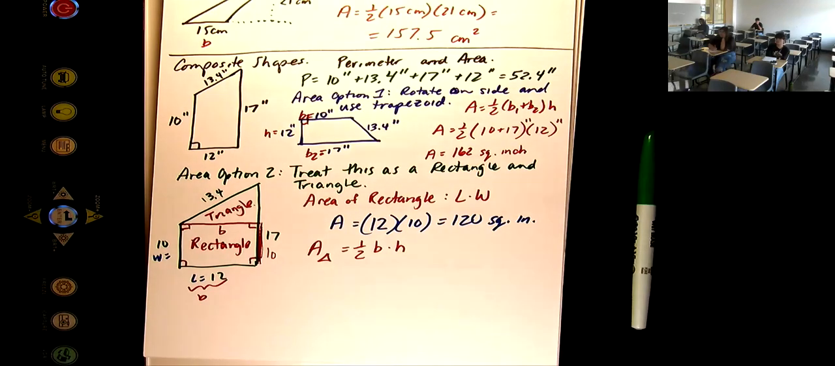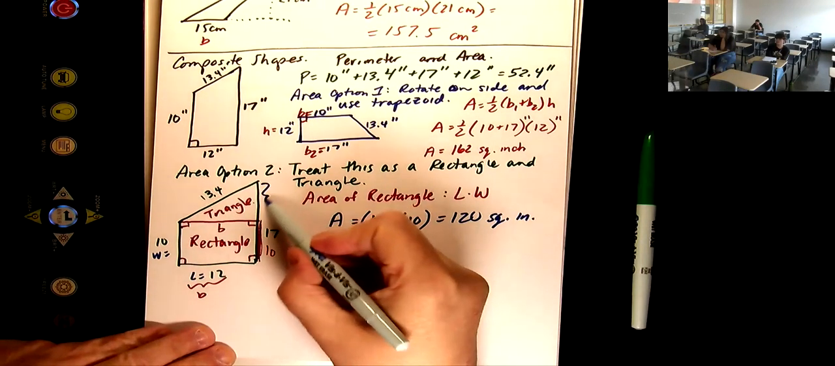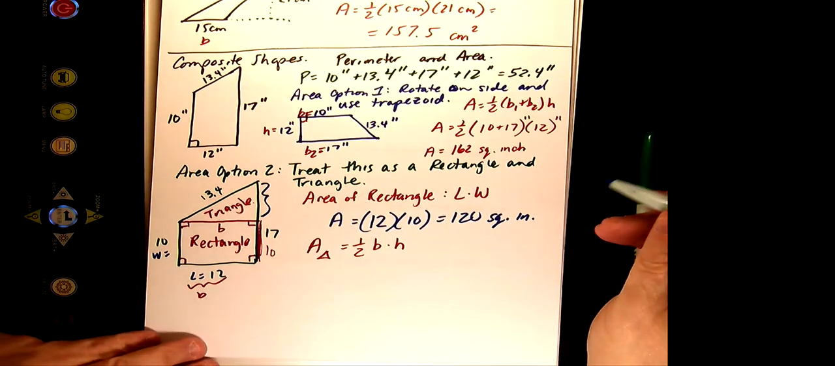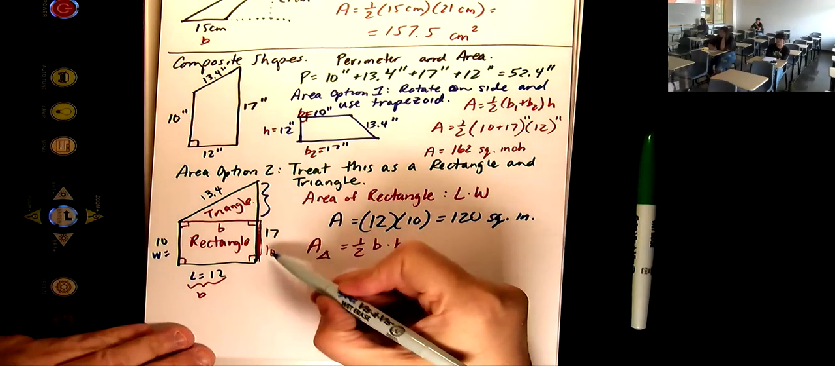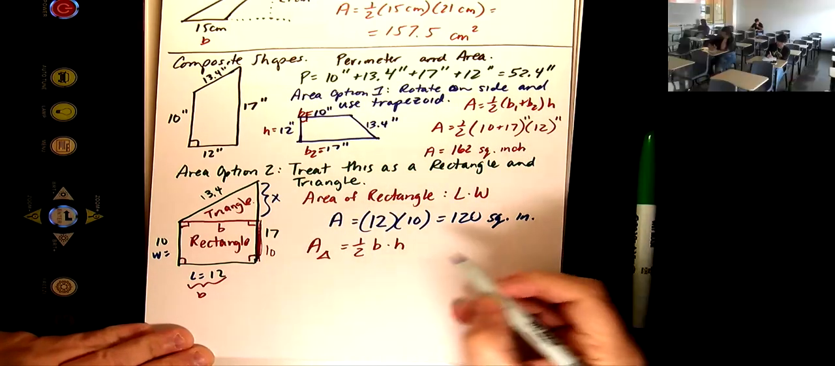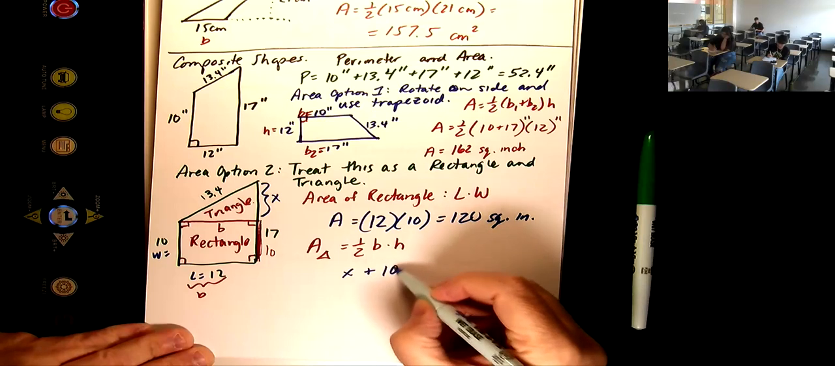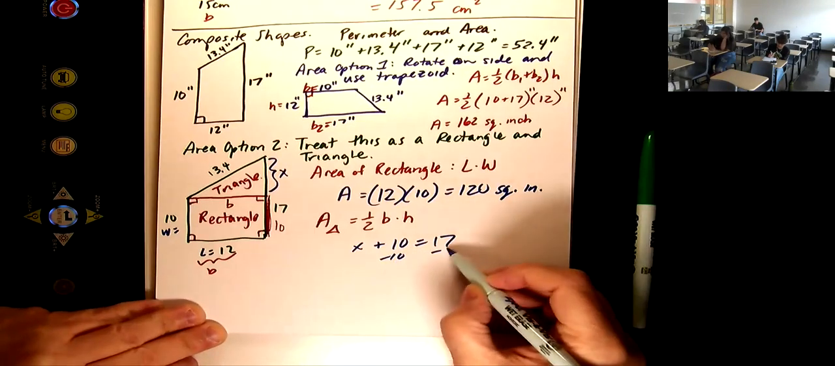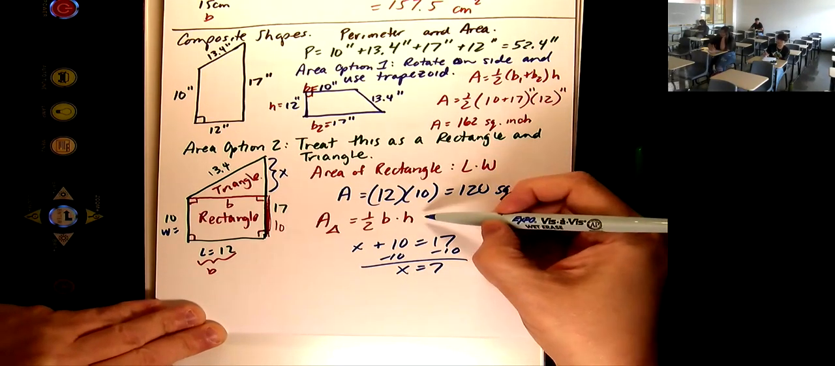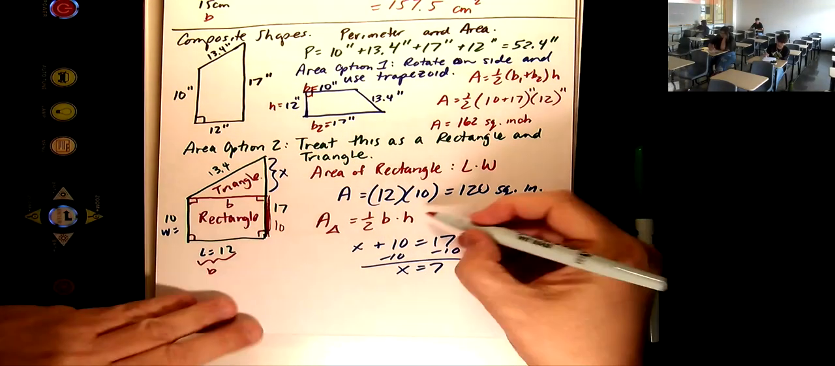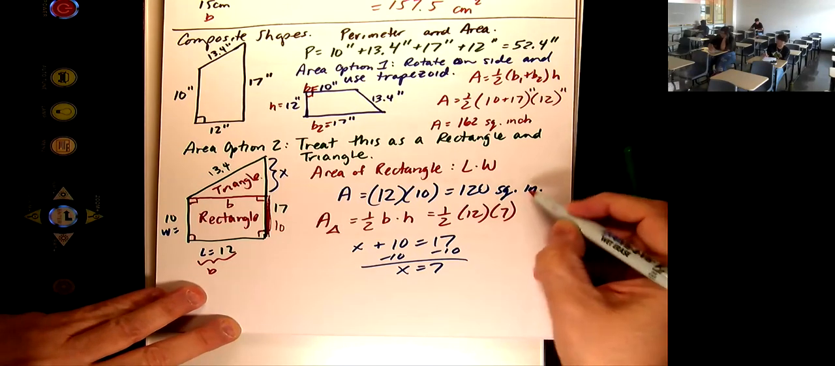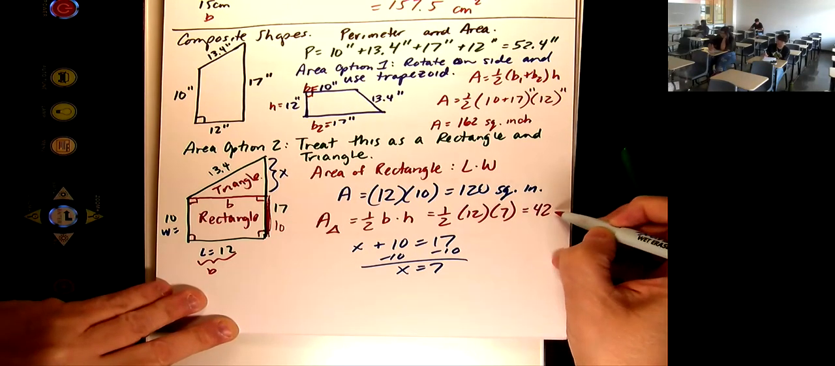So what does that mean? This has got to be, why? It's 7. Yeah, it's 7. The reason why is these two parts have to add up to the 17. So if I don't know what that is, I could say that's X. X plus 10 has to equal my 17. So we subtract the 10 and we get X equals 7. So we'll put that in here. I've got 1/2 the base, which is 12, times 7, which is my height. It should give me 42 square inches.